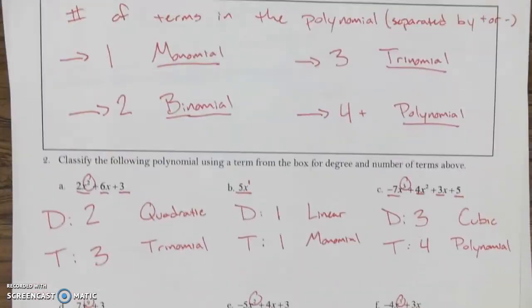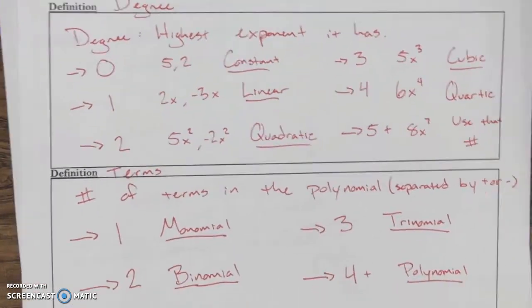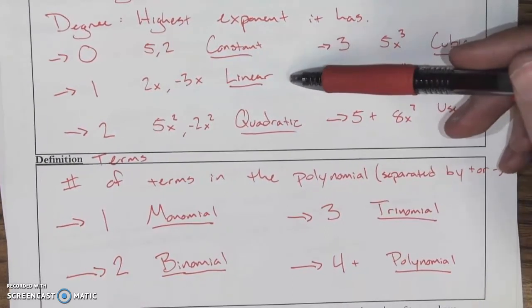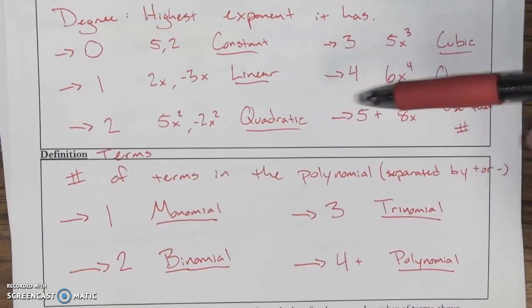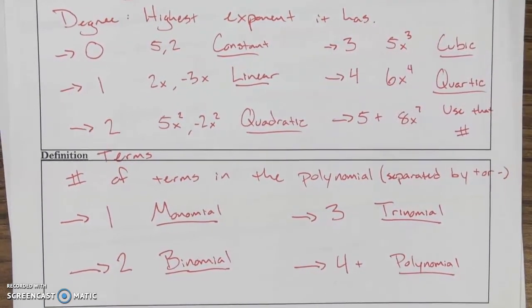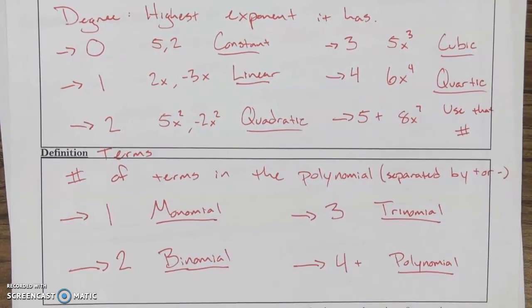As a reminder, the number of terms: 1 is a monomial, 2 is a binomial, 3 is a trinomial, and 4 is a polynomial. The degree is the highest exponent. We have a constant for 0 exponent. A 1 in the exponent is linear. 2 in the exponent is quadratic. 3 is cubic. 4 is quartic. And then 5 or greater, we just use that number. And that is objective 45.